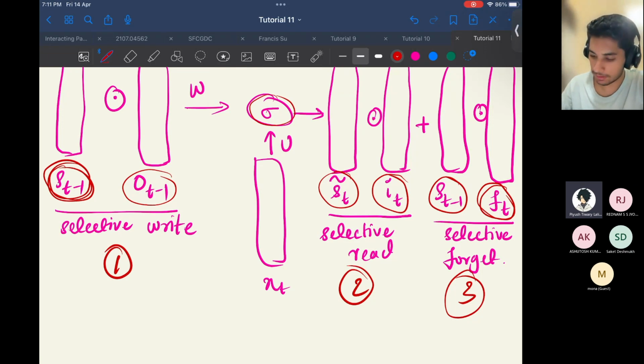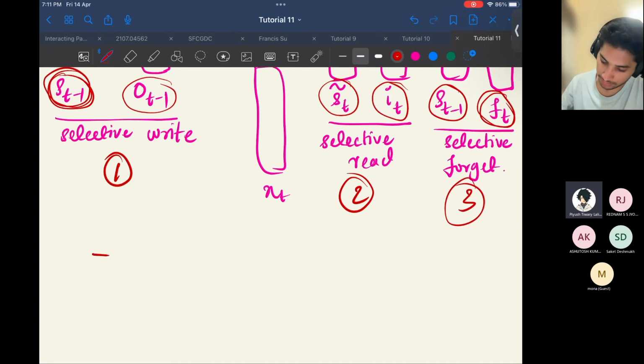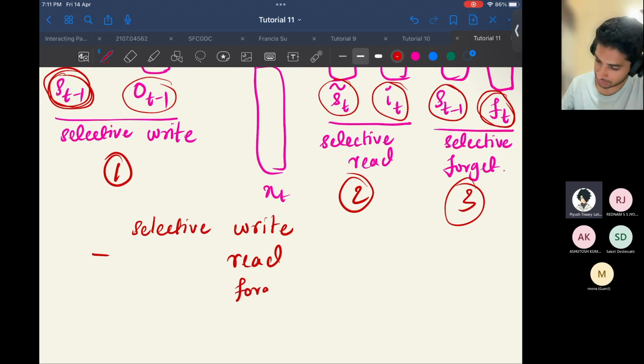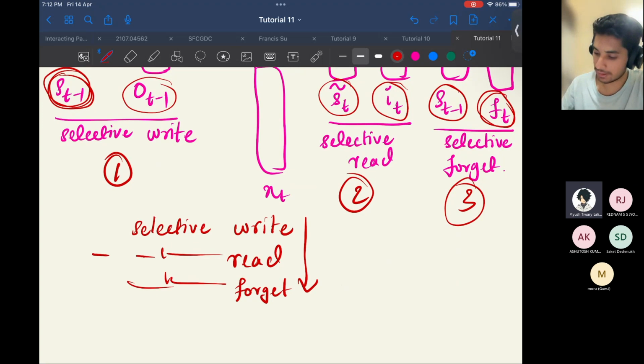If you look at it this way, the sequence is: the first thing you do is selective write, then you do selective read, and then selective forget. This is the sequence. And this corresponds to which option? I think this is the option write, read and forget. This is option D.